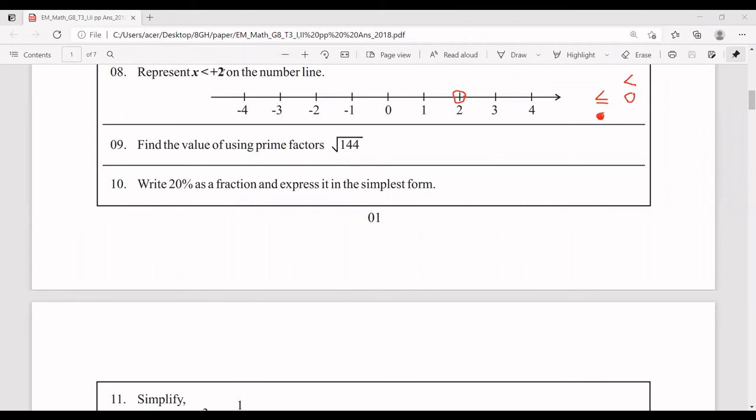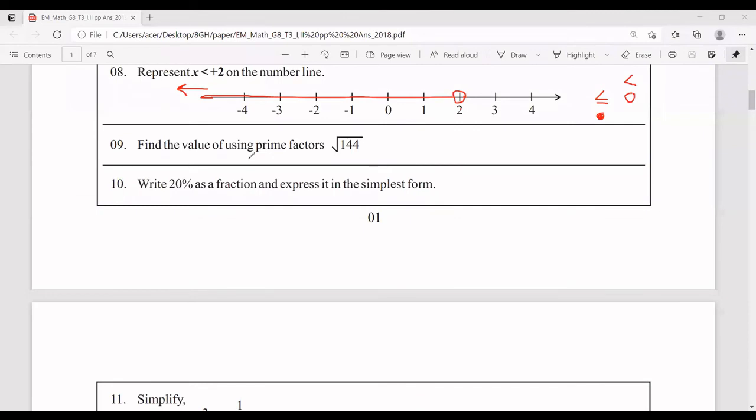The reason? X less than 2. That means the other numbers should be less than 2. The less than sign means this direction. From this sign you can remember this direction. So you have to shade this side of the number line.